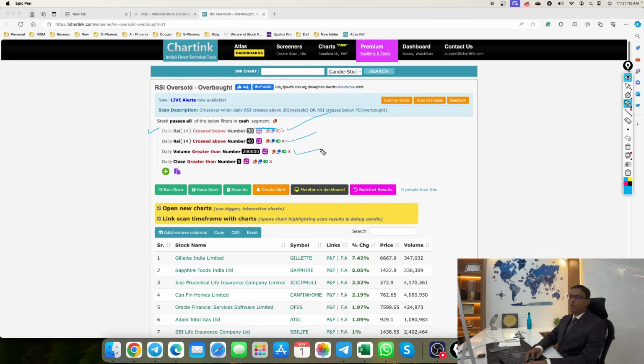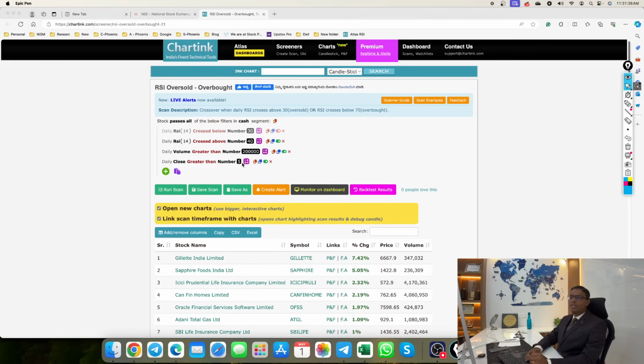Some volume has to be there in the stock to make an entry, so I've kept volume at the default 2 lakh. You can keep even 3 lakh, 5 lakh, there are no hard and fast rules. At least a bare minimum of 2 lakh volume has to be there in the stock for any entry, or else it will be a trap. You'll get trapped with low volume. You can even make it 3 lakh or 5 lakh also, nothing wrong in that.